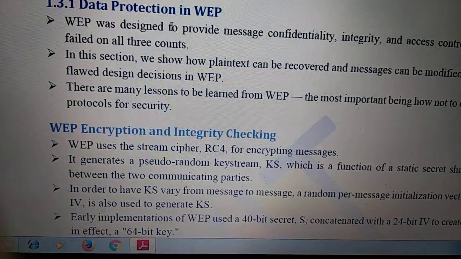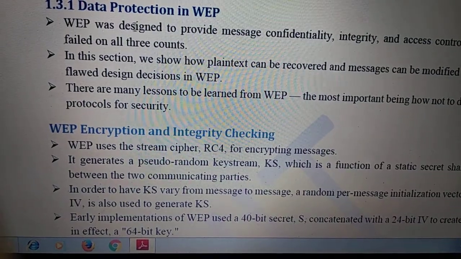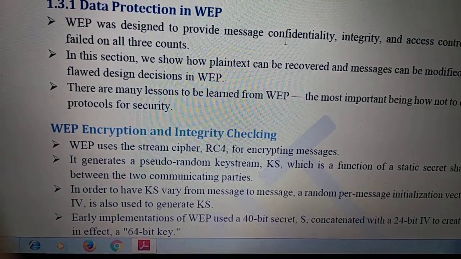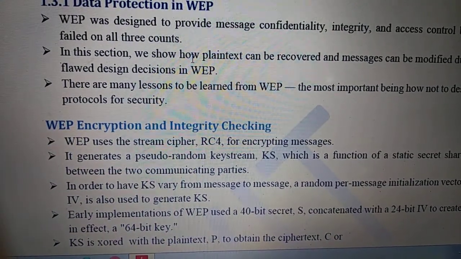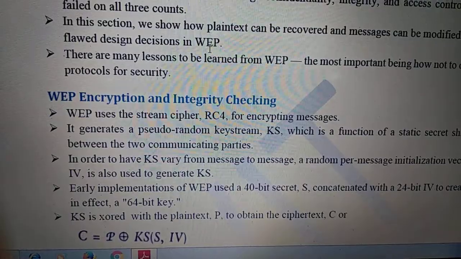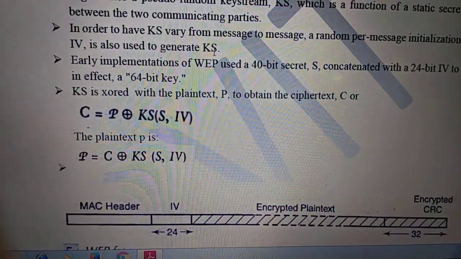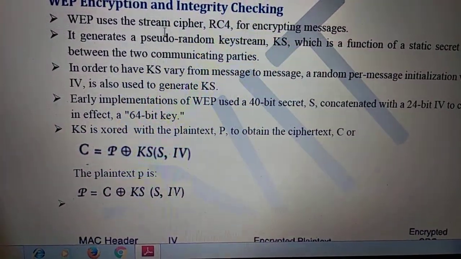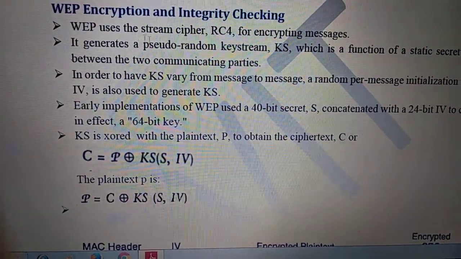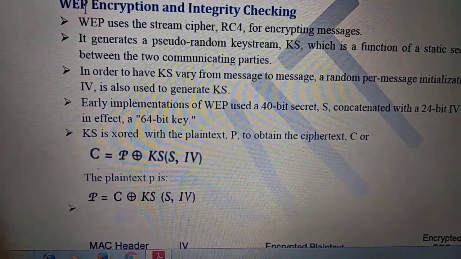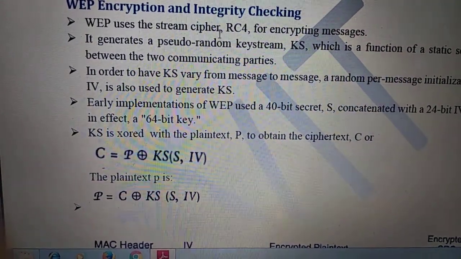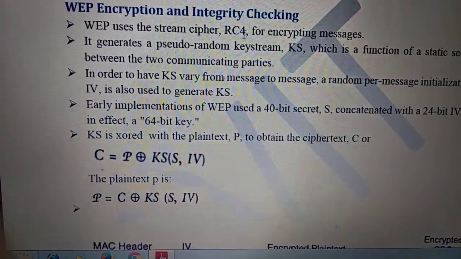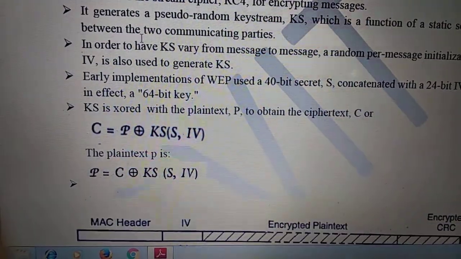See here, data protection in WEP can be achieved through message confidentiality, integrity and access control, but it was not very successful because it has some drawbacks. But we will see what algorithm is used for encryption in WEP, right? So WEP does encryption using a stream cipher, RC4, Rivest Cipher 4. How is it going to encrypt?